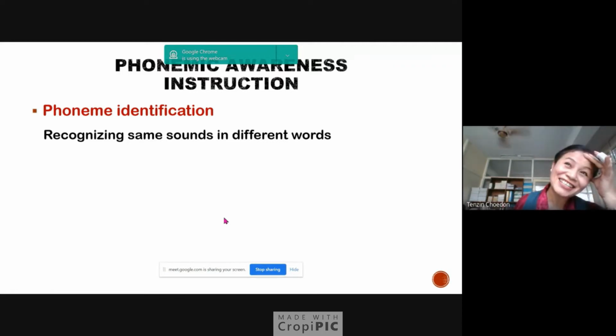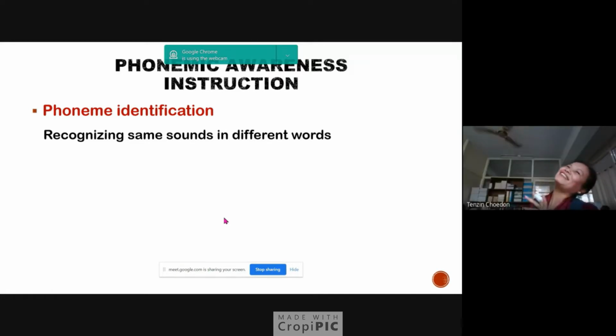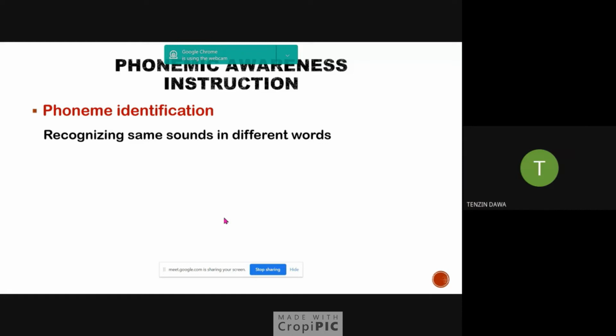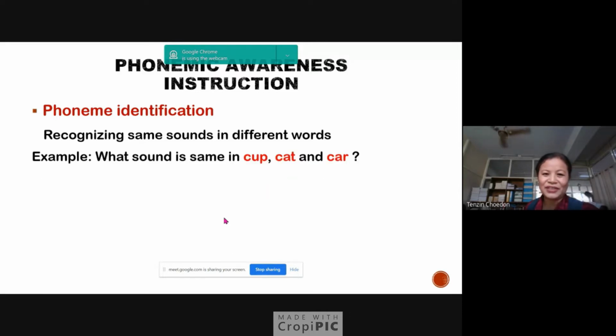right now what you can hear is the sound of Dog. dog barking, right? The bus sound. Sound of what? Okay. Same sound in different words. For example, what sound is same in cup, cat, and car?